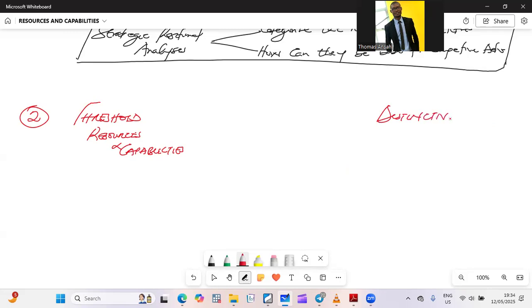Distinctive resources and capabilities. So we are going to group them.